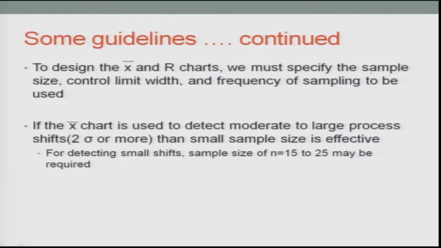For detecting small shifts, sample size can be in the range of 15 to 25. So, obviously, we will have the m size also depending on that, such that the overall number of observations, which is n into m, gives a good idea about the characteristics of this whole set of observations, which in the long run would mimic the population parameters to the maximum possible extent.